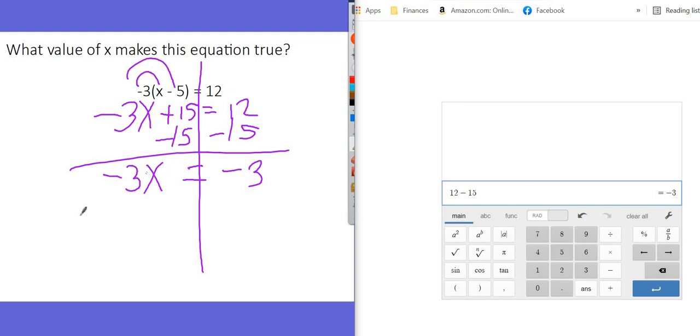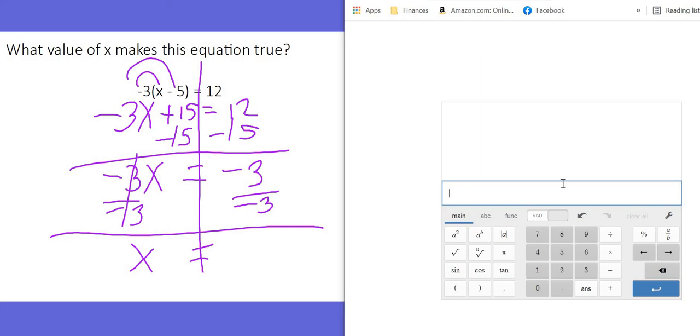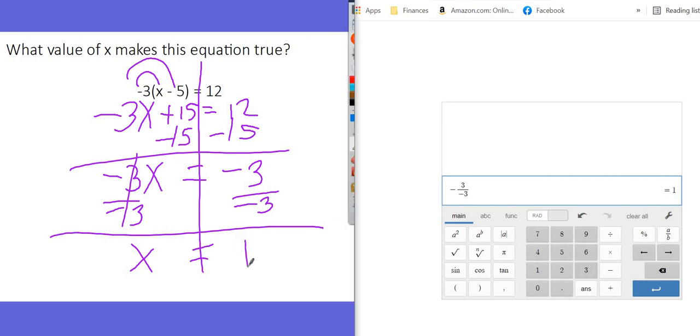Well, negative 3x is multiplication. And how do we undo multiplication? We divide by whatever is in front of the variable, which in this case is a negative 3. So that cancels. And then we're going to go ahead and use our calculator just to make sure of ourselves. We're going to do negative 3 divided by negative 3. Let me get that in the calculator. Sorry about that. And that, of course, gives you 1.